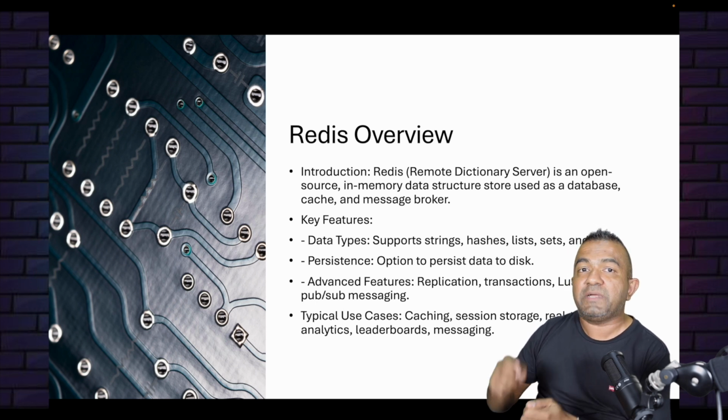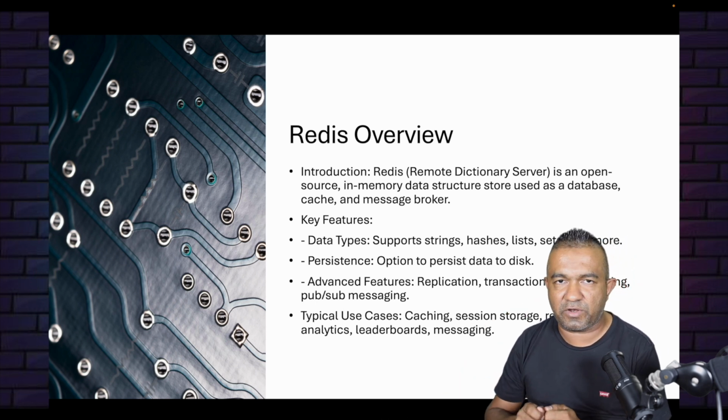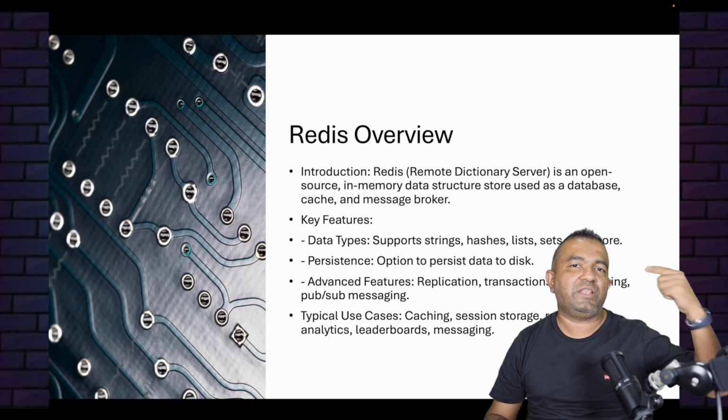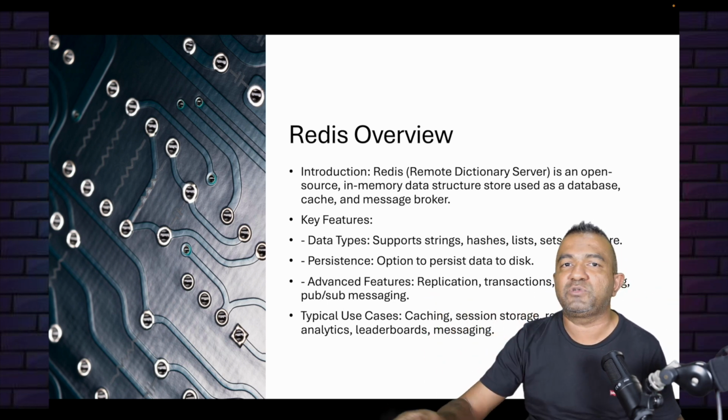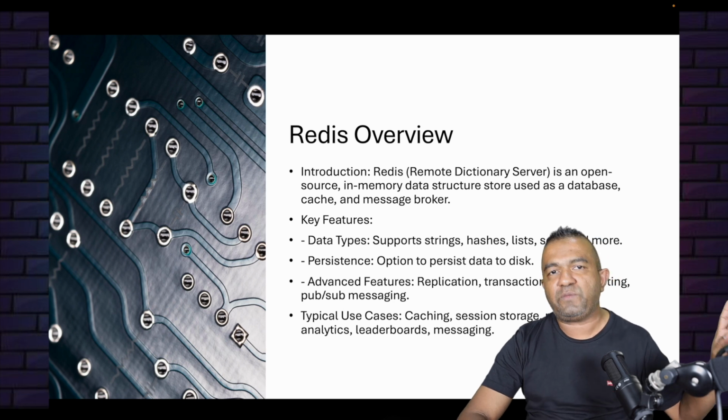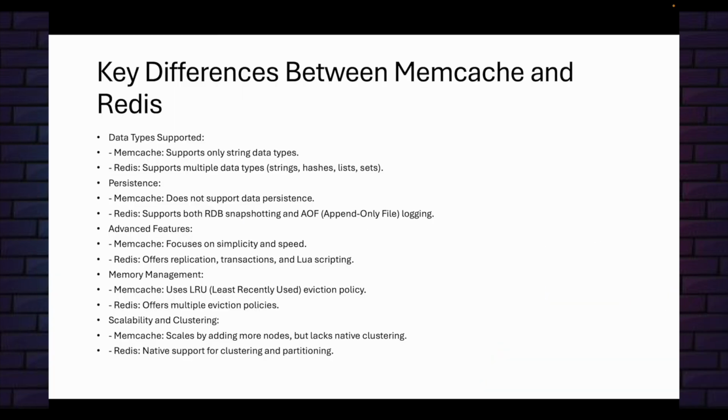It also has some atomic commands. We discussed this in one of our previous videos, how you can use atomic commands for increment, decrement, and distributed locks and everything. Please refer to that video, but you can do that with Redis. So these are the key differences between Memcached and Redis.